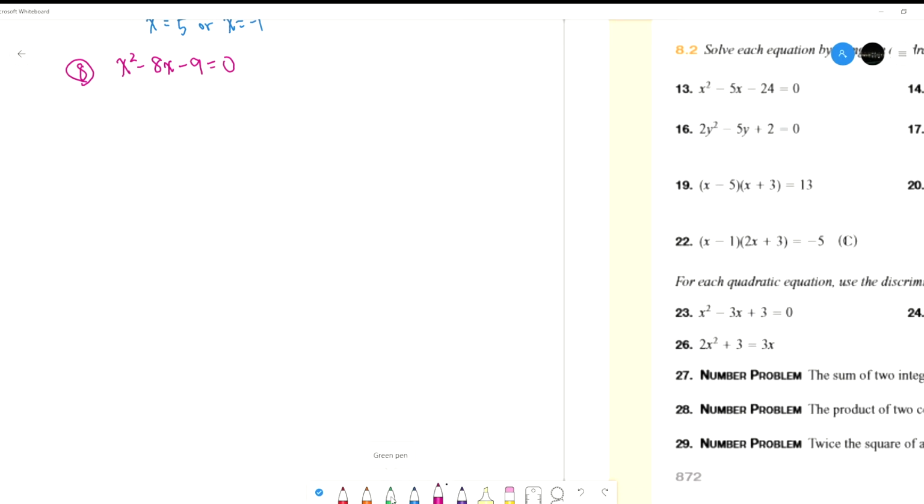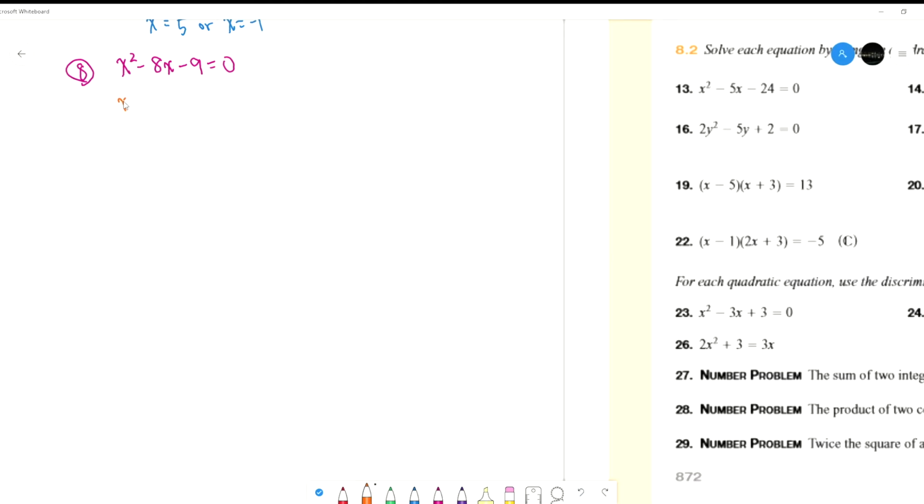Let's do that one in orange. Alright, our first step, what is that? It's to move the constant term, right? To the other side. Oh, that's a pretty thick pen, let me see here. Yeah, that's the wrong one.